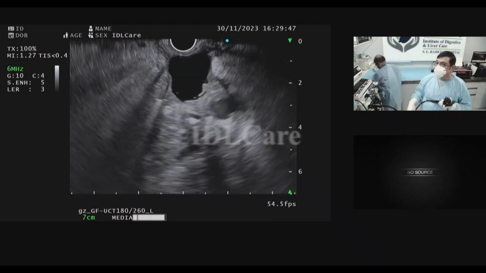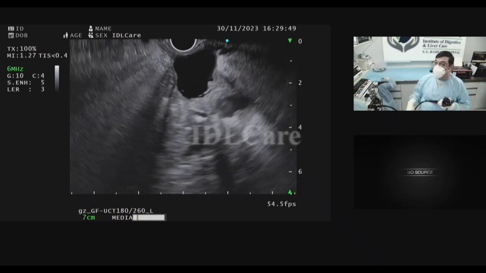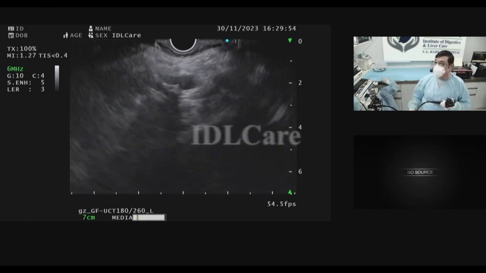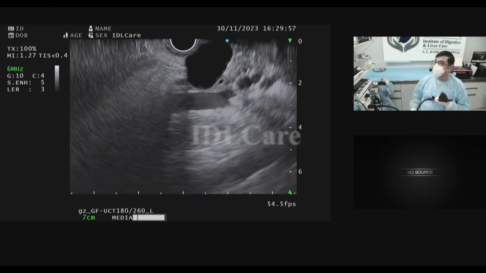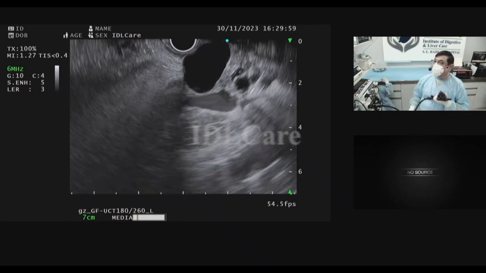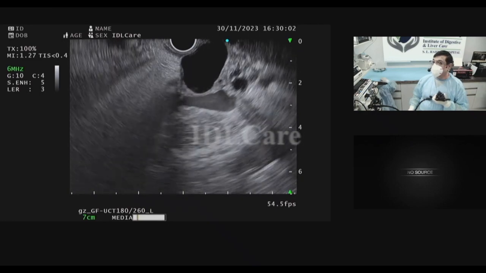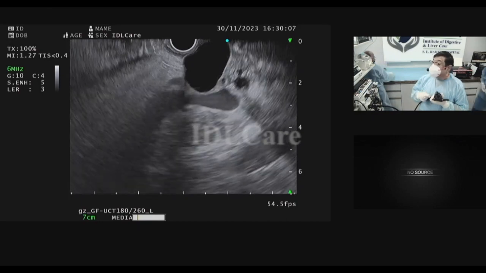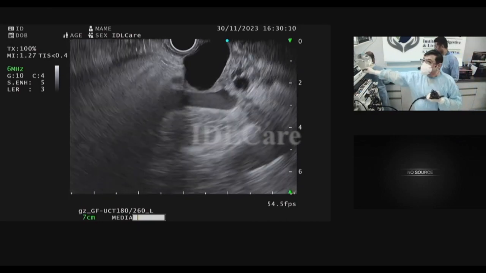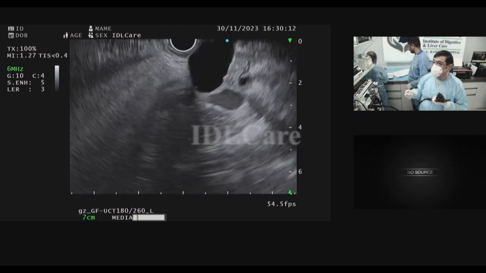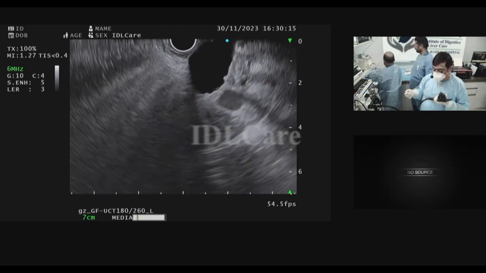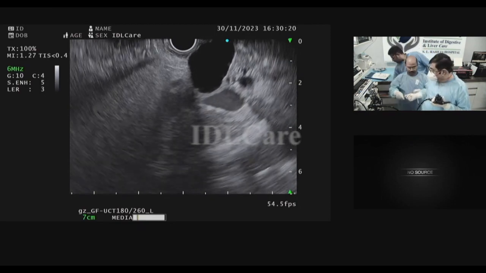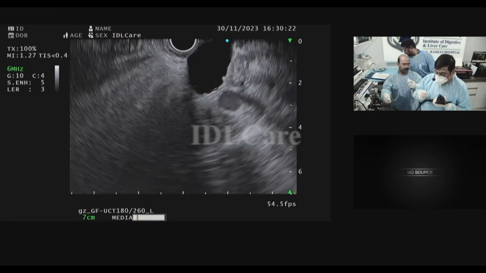We use a 22 gauge needle and do an antibiotic prophylaxis before we aspirate the cyst. So the possibilities that come to our mind are a pseudocyst, serous cystic neoplasm, or a side branch IPMN. I don't see it communicating, but on EUS it is very difficult to say. So we will quickly aspirate it. We use a 22 gauge aspiration needle, not a biopsy needle here.